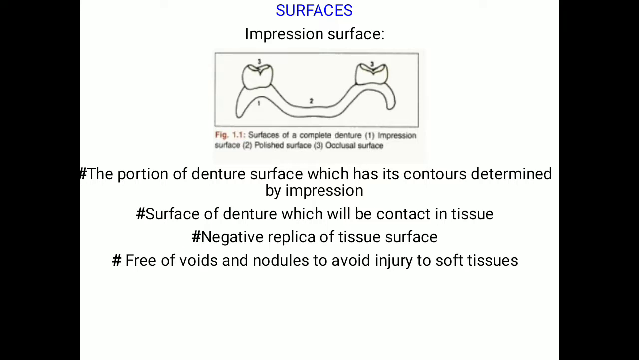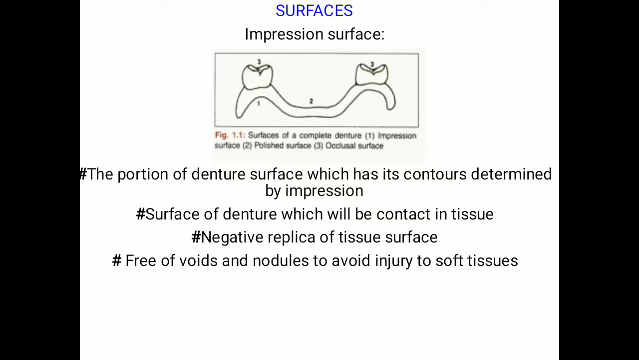This is the impression surface, which is associated with the tissue structure. The second one is the polished surface, that is the middle part, and the third one is the occlusal surface, which is associated with the opposite dentition.